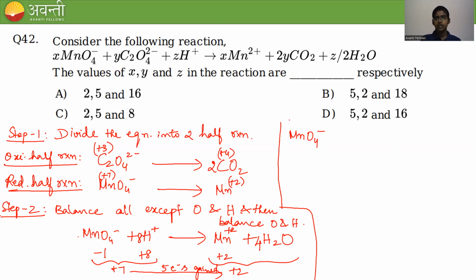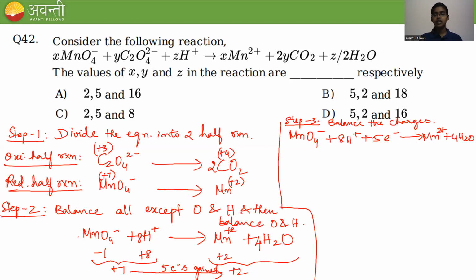So step 3 is balance the charges. So MnO4 minus and 8H plus 5 electrons gives Mn2 plus and 4H2O. Now you can see that the charges are balanced. On both the sides we are having plus 2, plus 2.